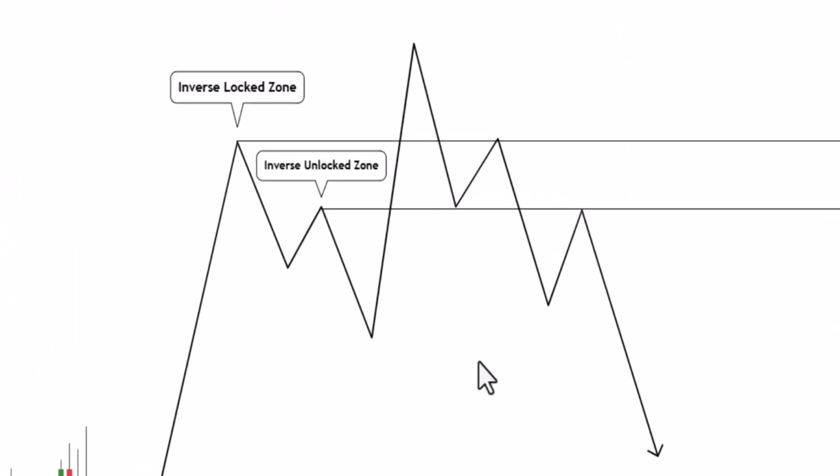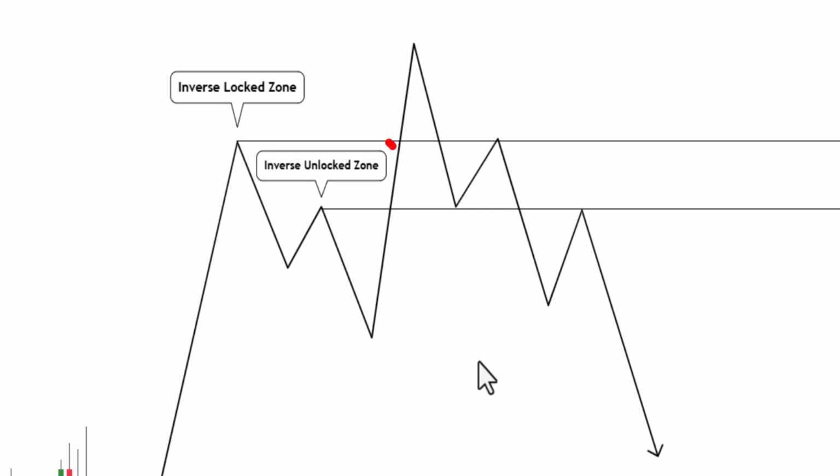On the chart, you can see two major labels: inverse locked and inverse unlocked. These represent key price action areas where liquidity and order flow play a crucial role. An inverse locked zone occurs when price aggressively pushes into an area, usually a supply or demand zone, and creates a strong reaction. This suggests that institutional traders or large market participants are placing orders in that zone.